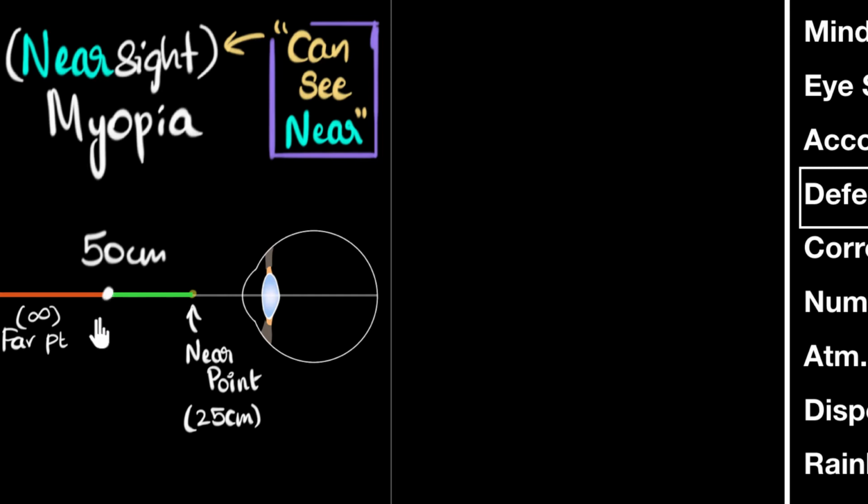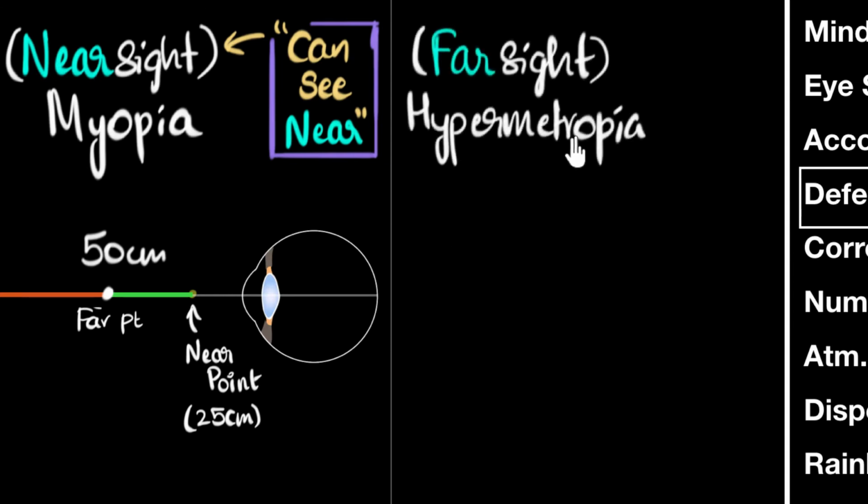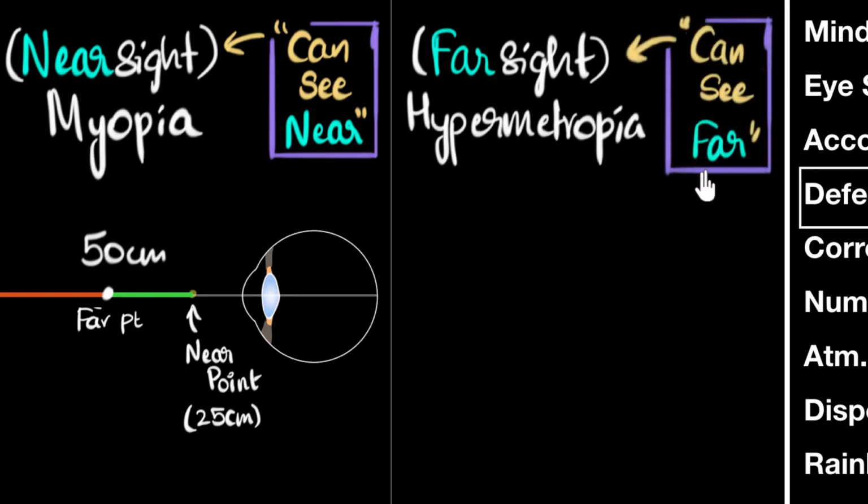So you see, that person's far point is not infinity. That person's far point is 50 centimeters. So you see, for a myopic eye, the far point is not infinity. The far point gets shifted. The second defect is the exact opposite of this. We call it hypermetropia or farsightedness, meaning that person can see things which are far away.